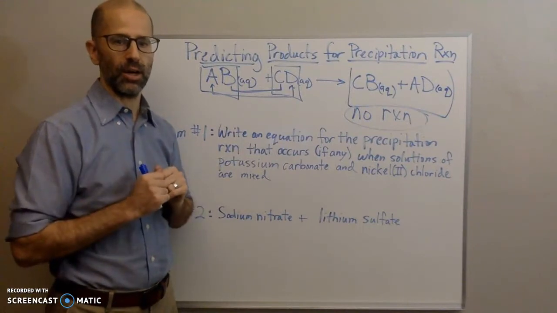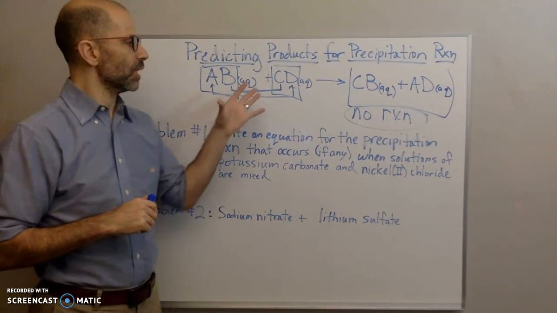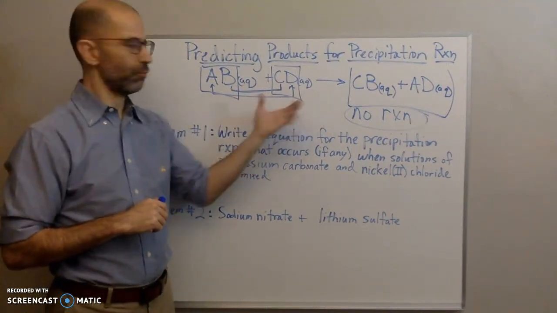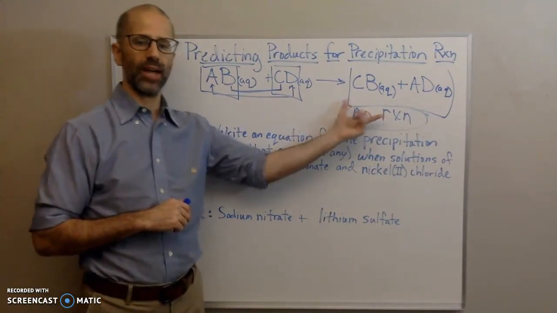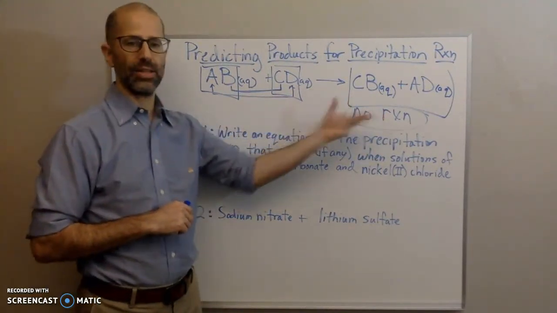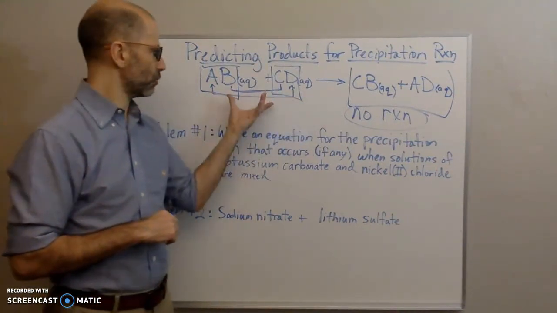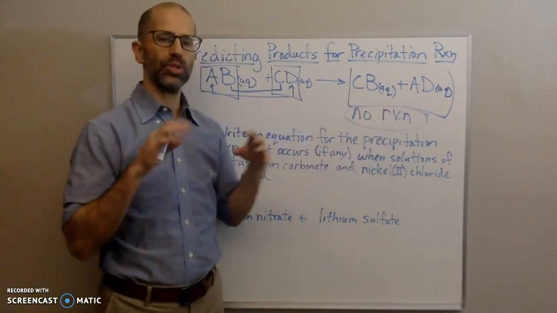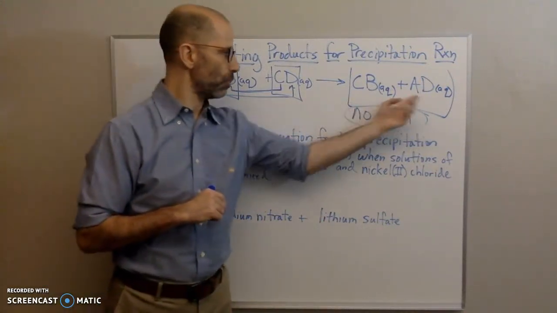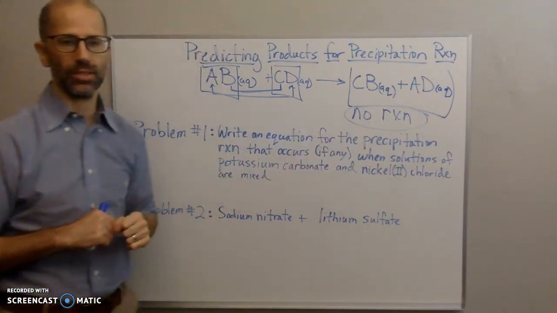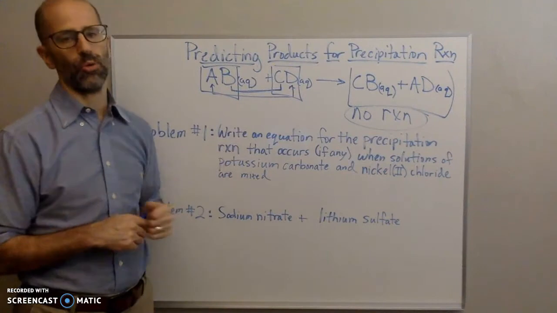Now, let me clarify something. If you have two aqueous solutions and you form a liquid on the other side, or if you get a gas on the other side, then you do have a reaction as well. But here, we're going from aqueous to aqueous, and we're specifically looking at precipitation reactions. So since there's no precipitate forming and we have aqueous, then that means that there's no reaction. And so we would say no reaction.